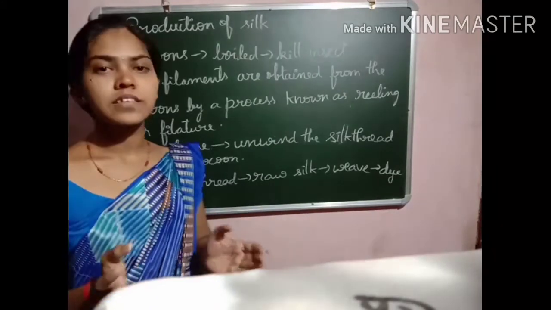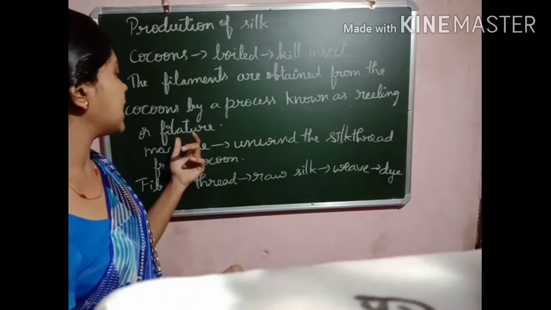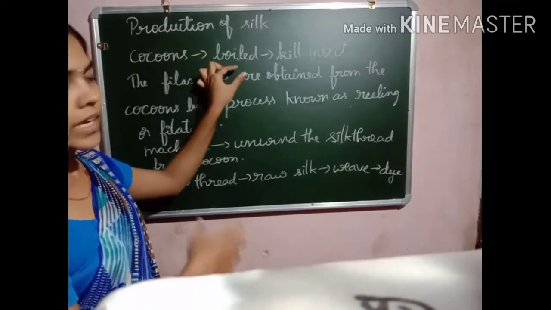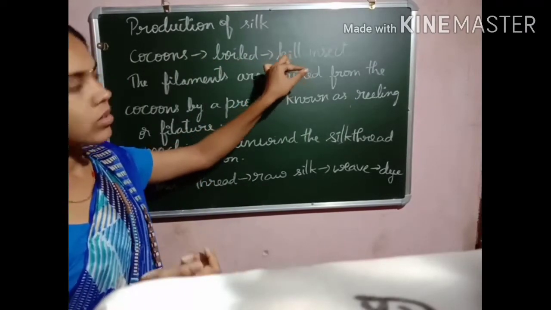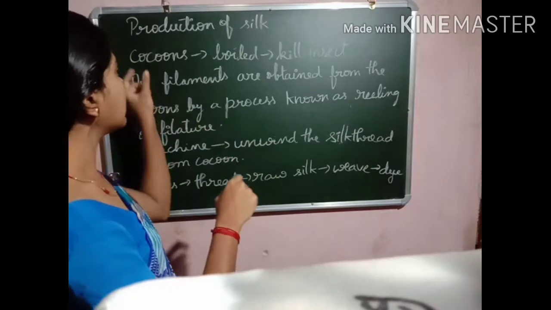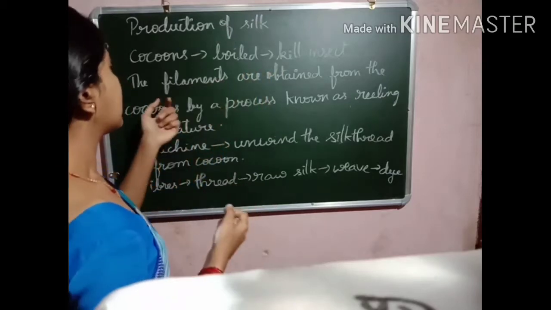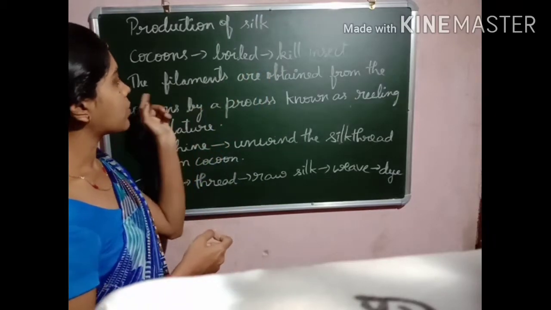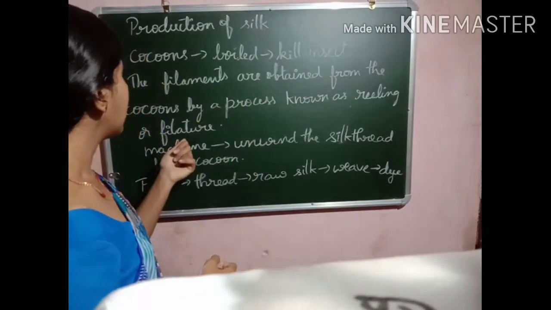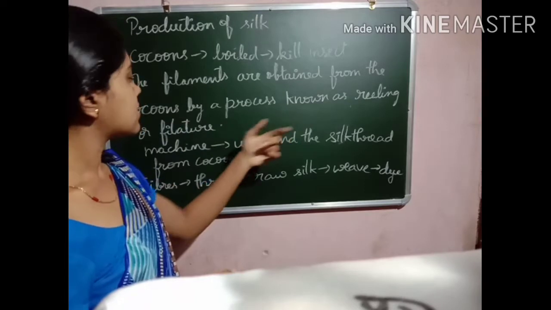The next step in the production of silk is reeling or filature. What is reeling or filature? They collect the cocoons and boil them in order to kill the insect inside. They use only the outer shell, the outer cover of the cocoons. They don't use the insect. Then the filaments are obtained from the cocoons by the process known as reeling or filature.